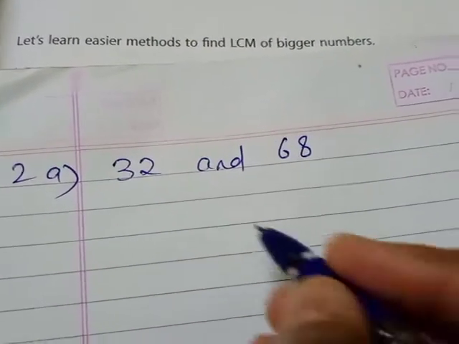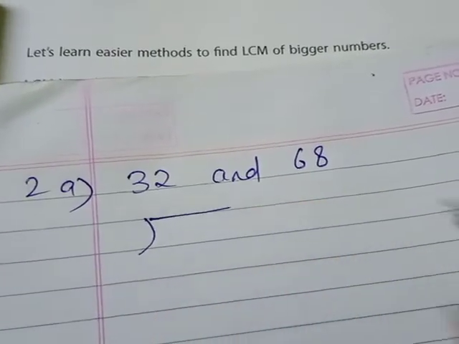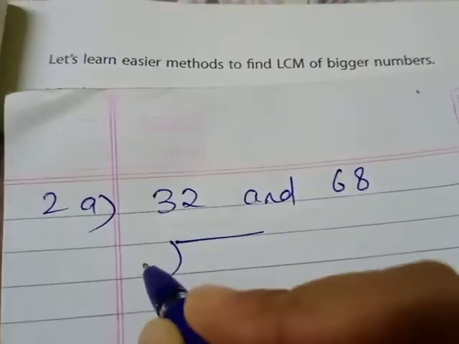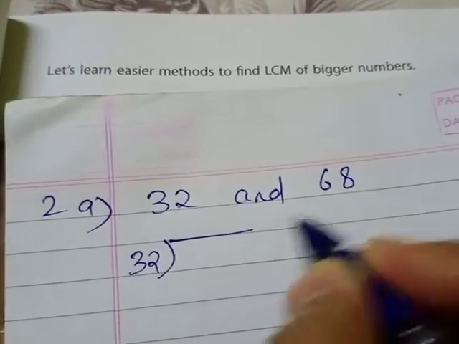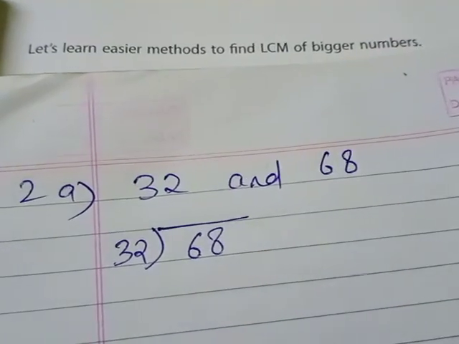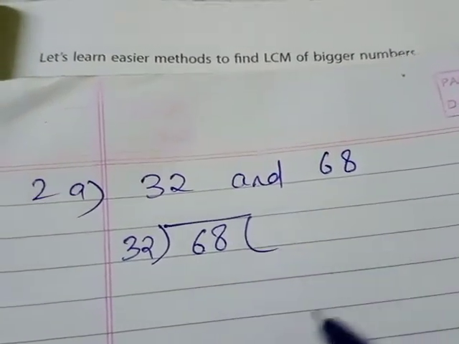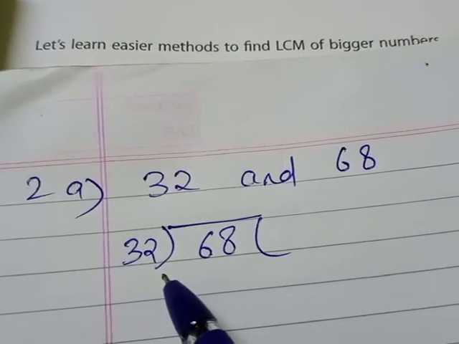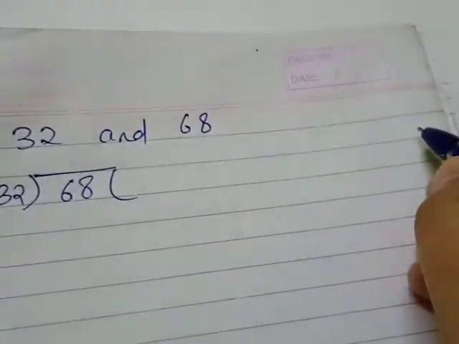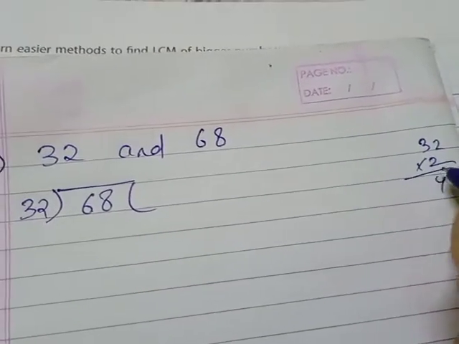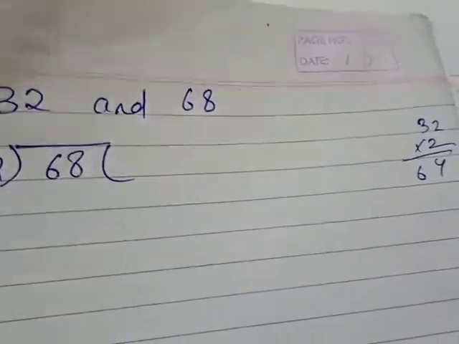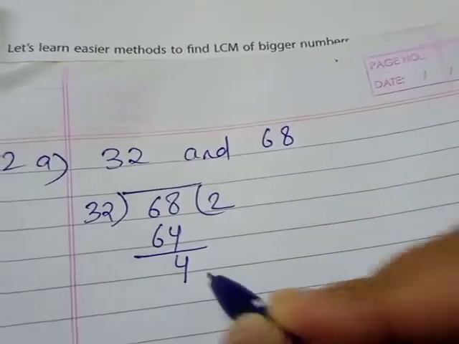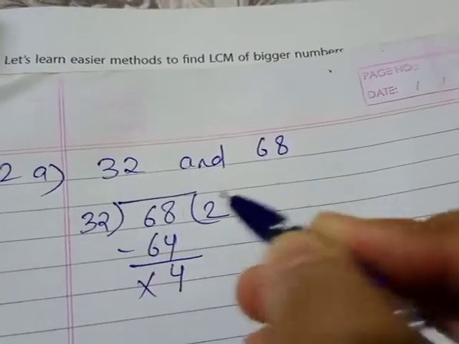For long division, first of all, you will have to make the column of divide like this. Then the first number, that is 32, you will write here, and 68 you will write here. Then you will divide 68 by 32. How to divide 68 by 32? You will check in rough that 32 into 2 is 64. It is smaller than 68, na? So 2 times we will write here 64. 4 will remain. Then here cut.